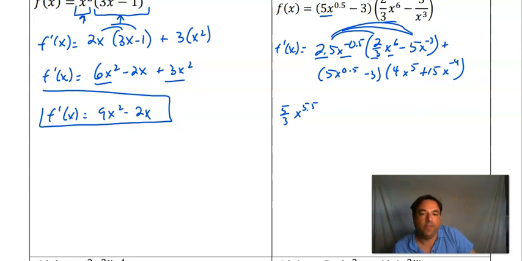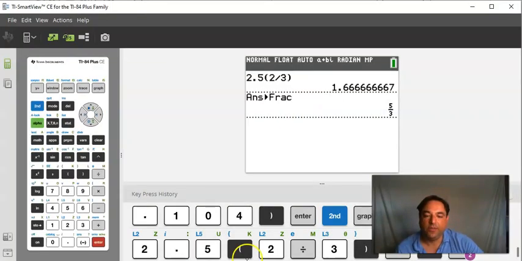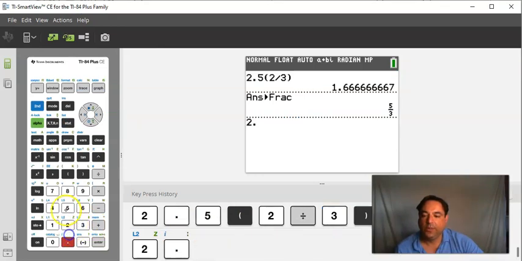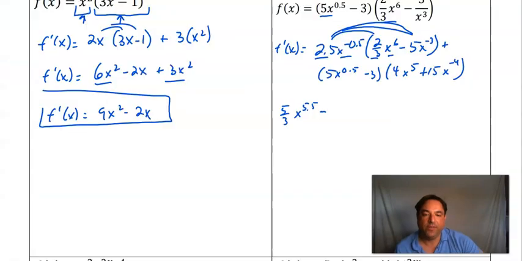Then we have 2.5 times 5. That gives you 12.5. So that would be 12.5x, and then you add the exponent, so x to the negative 0.5 times x to the negative 3 would be x to the negative 3.5.